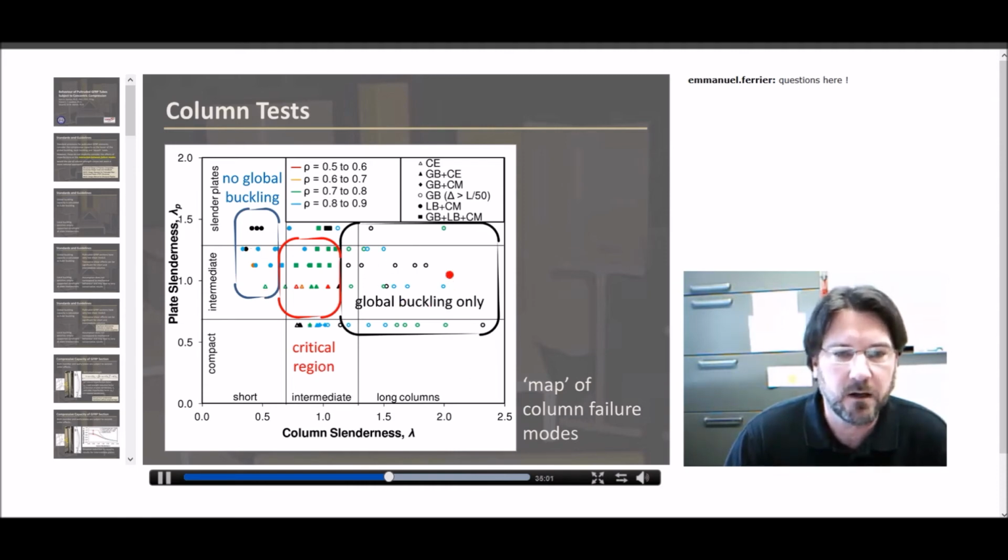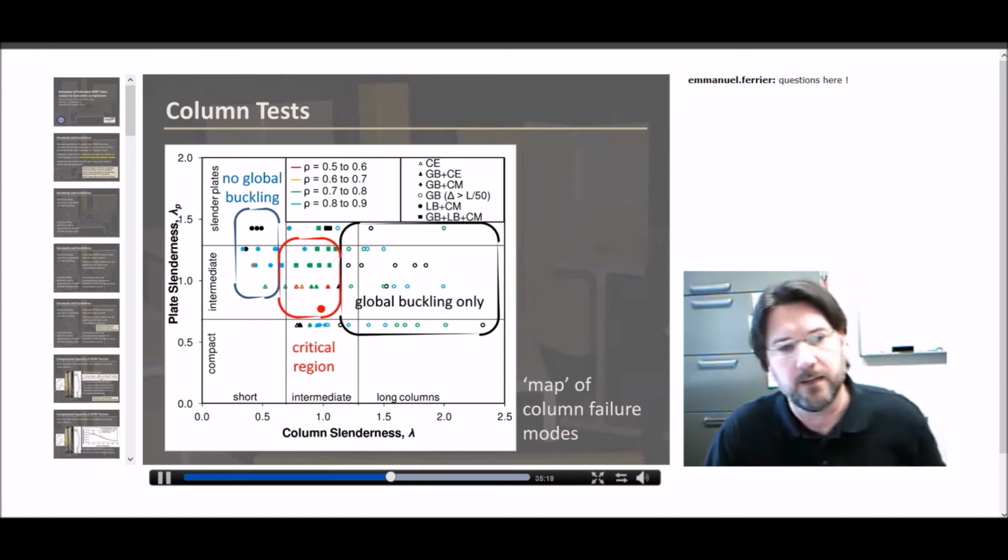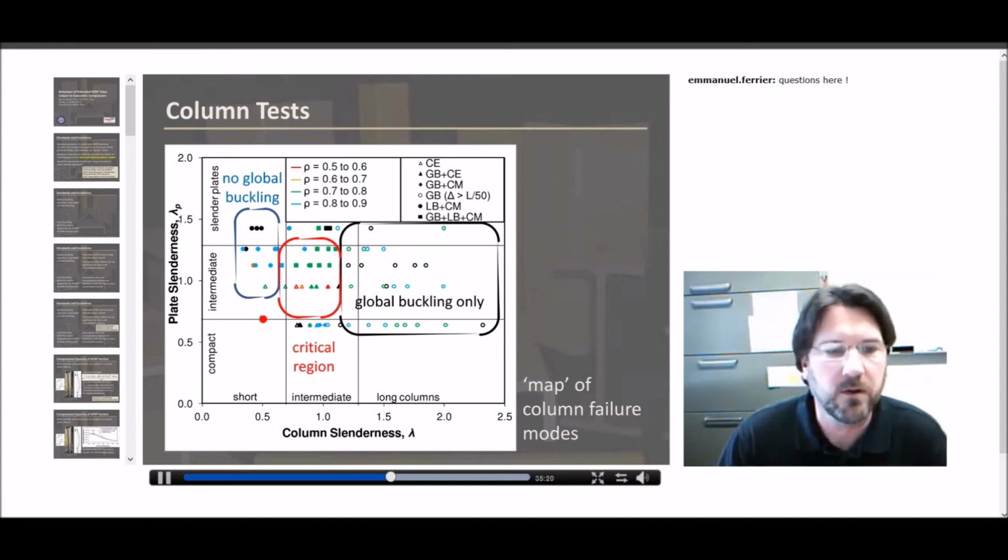Similarly, for long columns, we're really governed by Euler behavior. Global buckling, not much interaction with local buckling over a range of slenderness values from compact and into the slender range. Really, it's this region here in red that we're most interested in. The failure modes all involve an interaction of global and local buckling. And so that's the region of concern.